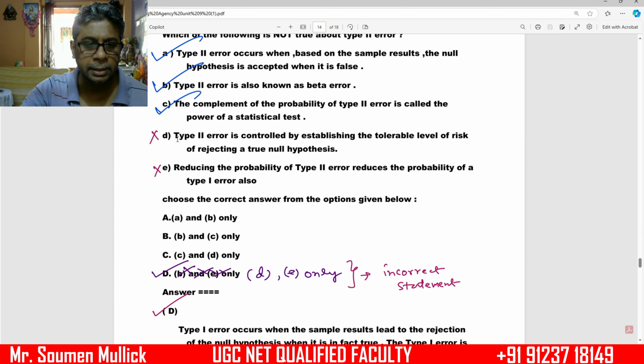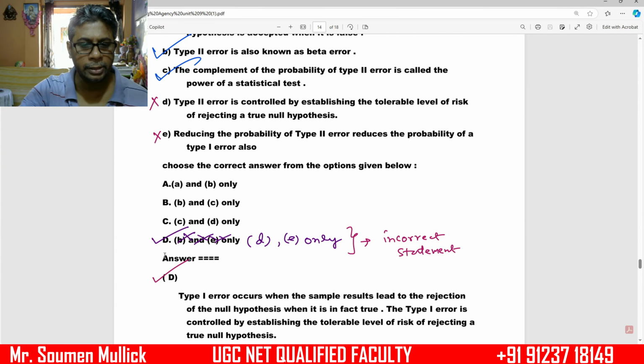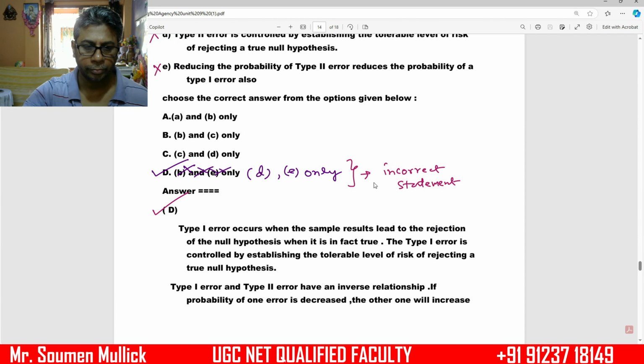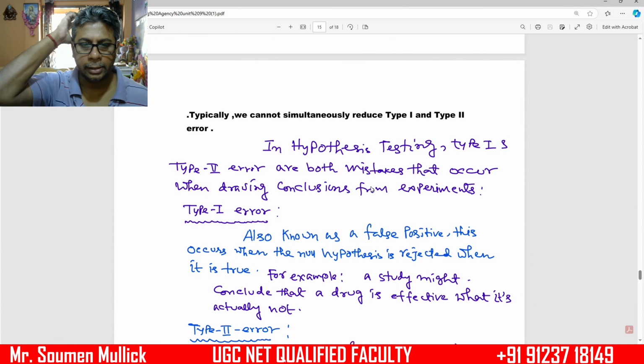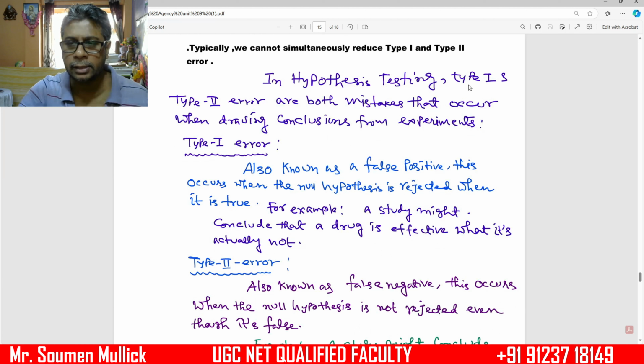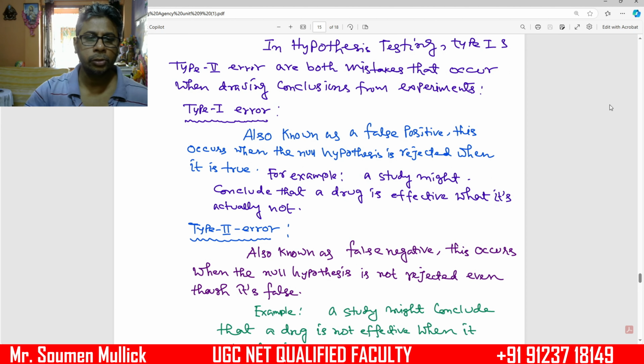For example, a study might conclude that a drug is effective when it is actually not. Type 2 error, also known as false negative, occurs when the null hypothesis is not rejected even though it is false. Type 1 error, false positive, occurs when the null hypothesis is rejected when it is true. Example, a study might conclude the drug is not effective when it actually is.